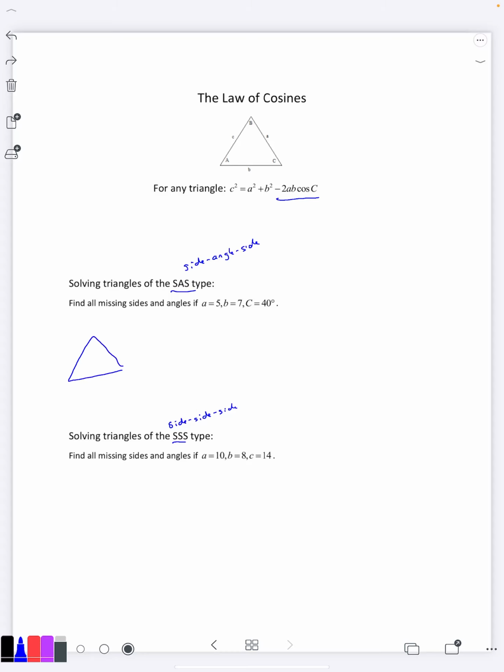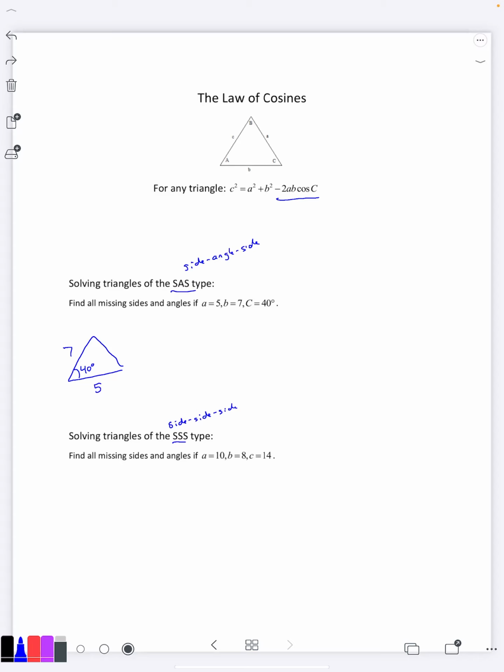So we know one side, we'll call this side a, is 5. b is 7. And the angle c, which is between them, is 40 degrees. So we have side, angle, side. We cannot use the law of sines here, because if you were to write out the three different possible equations for the law of sines, every single one of them would have two knowns and two unknowns. You can't solve and get the one missing unknown. However, if we use the law of cosines, we're going to be able to get the answer to this problem.